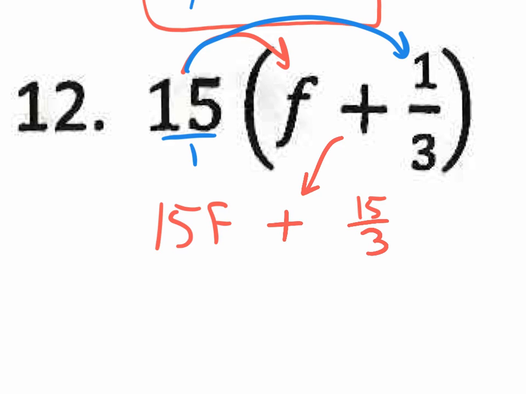Is that my final answer? If I can't do anything else, yes. But could I do anything else? Yes. What could I do? I could reduce, right? Or even better, think that the fraction bar is really a division bar. 15 divided by 3 is 5. So our final answer is 15f plus 5.